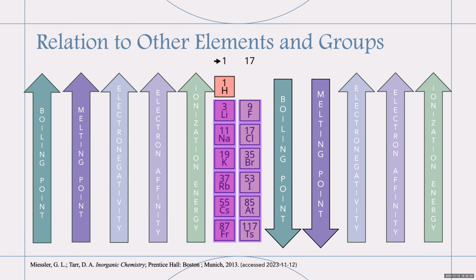When looking at a farther group, such as group 1, we see that when looking at elements highlighted in purple, melting point and boiling point do not follow the same trends as group 17. Melting and boiling point generally increase up group 1, but down group 17. Group 17 elements still have higher ionization energies, electron affinities, and electronegativities than group 1 elements in the same period, which follow the periodic trends.